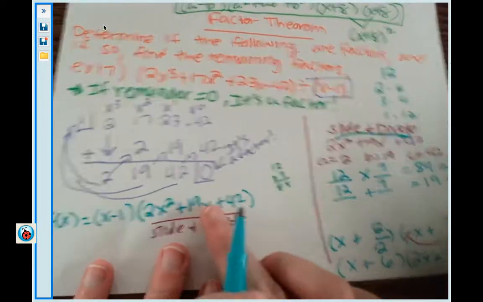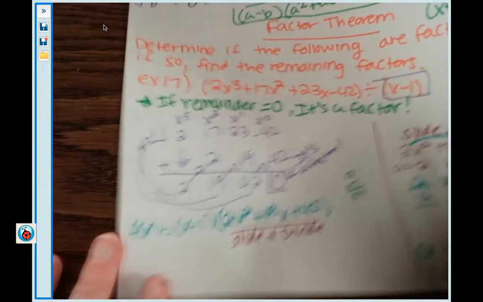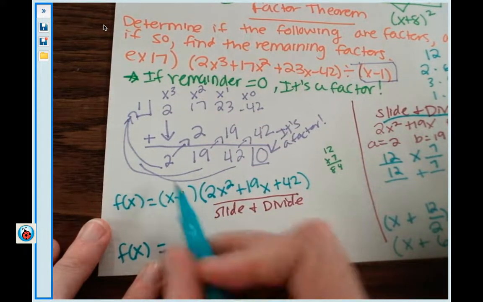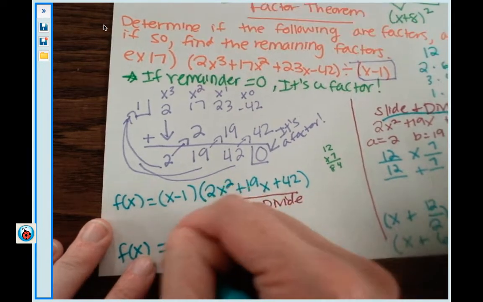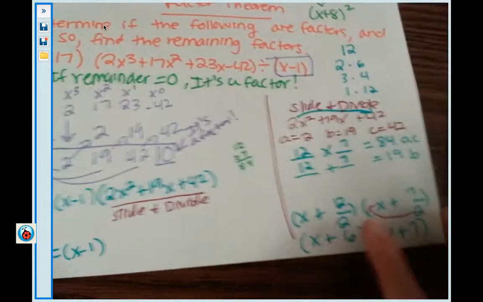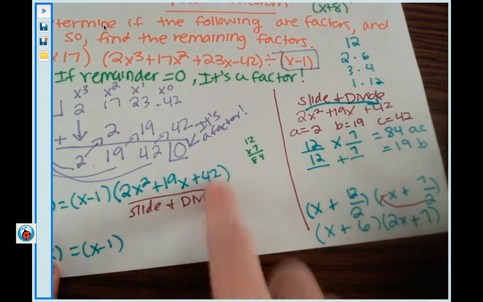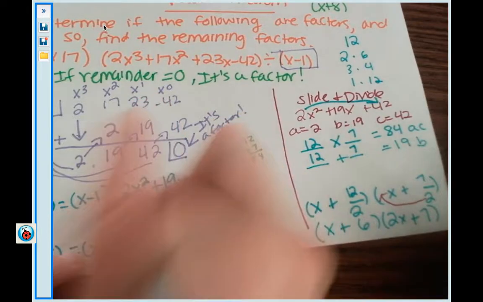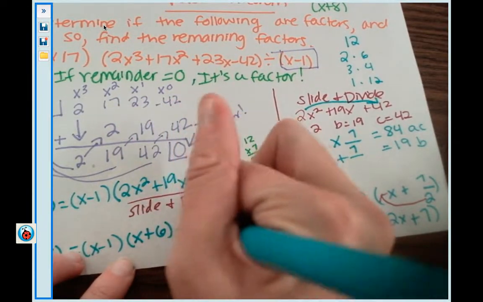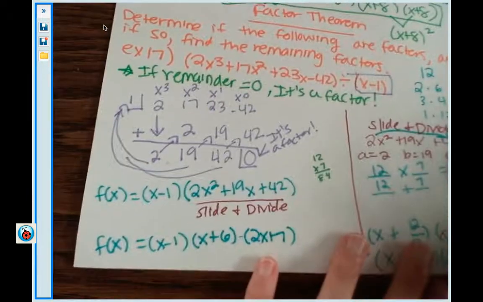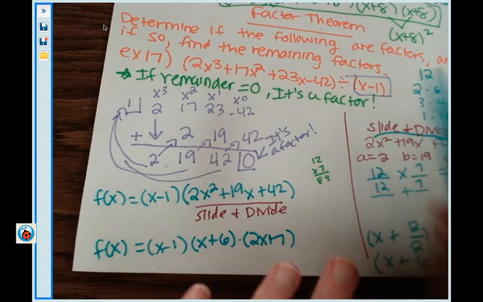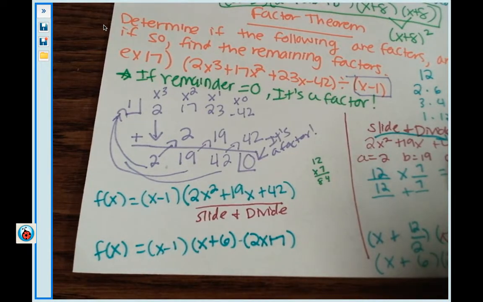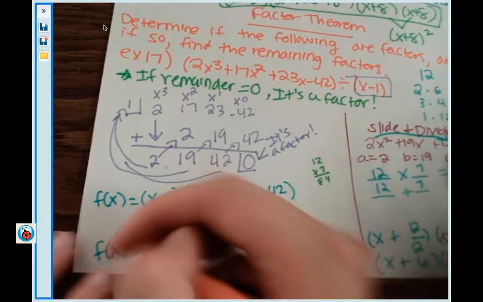All right, so we have factored this. Now, when we write this in factored form, we're going to write all the factors. So I'm going to bring down the original factor we found, which was x minus 1. And then I'm going to bring over these 2, which is when we broke this guy down into its remaining factors. So we have x plus 6 times 2x plus 7. All right, guys, so we determined that this was a factor, holy hot dog, and then we found the remaining factors. And that's it, you guys. Awesome job.